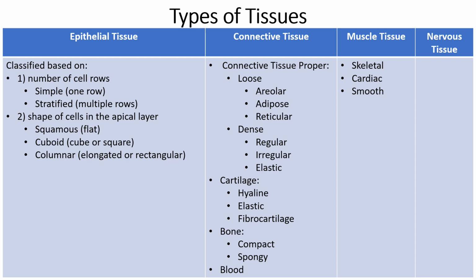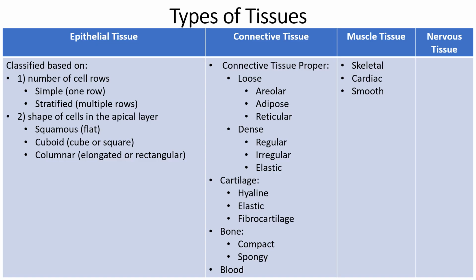For the subcategory of connective tissue proper, you get two subcategories, loose and dense. For each of those subcategories, you get three subcategories. So for loose, you have areolar, adipose, or reticular, and for dense, regular, irregular, or elastic. For cartilage, the subcategory of cartilage, you get three subcategories. So hyaline, elastic, or fibrocartilage.